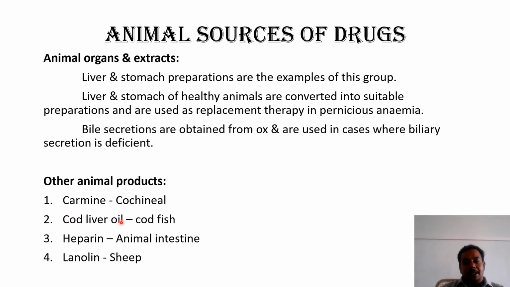We use cod liver oil and shark liver oil as a source of vitamin. If anybody is suffering with vitamin deficiency, or for proper eye vision, we will be using this cod liver oil and shark liver oil capsules, which are obtained from codfish. Number 3, heparin, an anticoagulant, right, which can be obtained from animal intestinal preparations. And last, lanolin, a waxy substance which can be used as an emollient, is obtained from sheep. Right, so this is about animal sources of drugs.